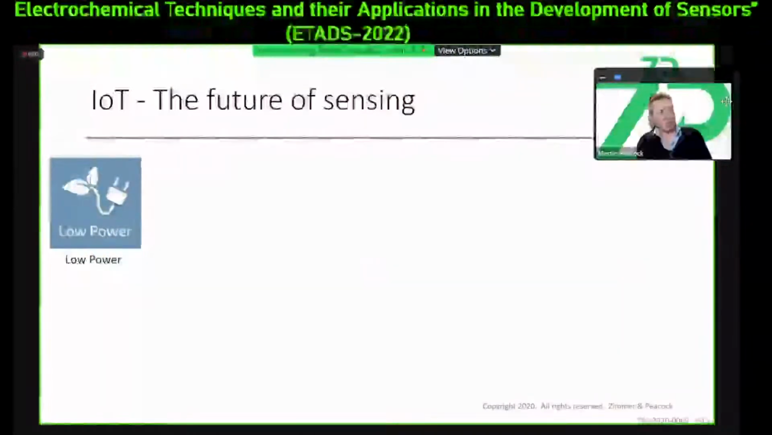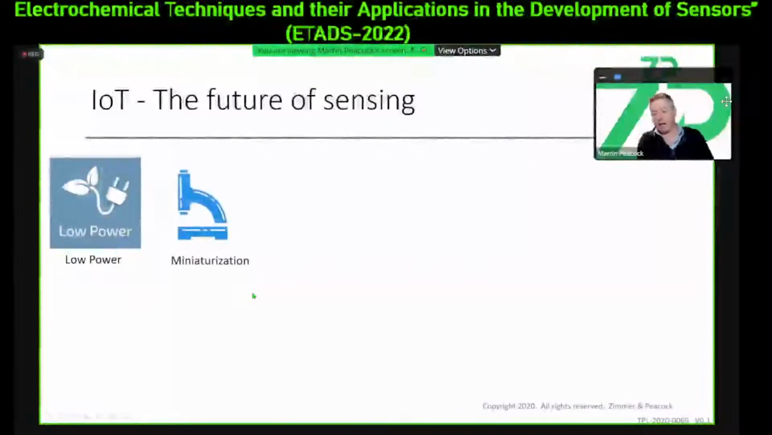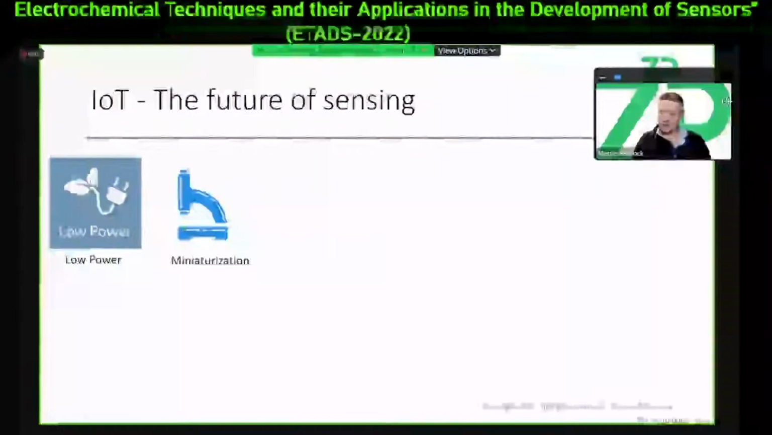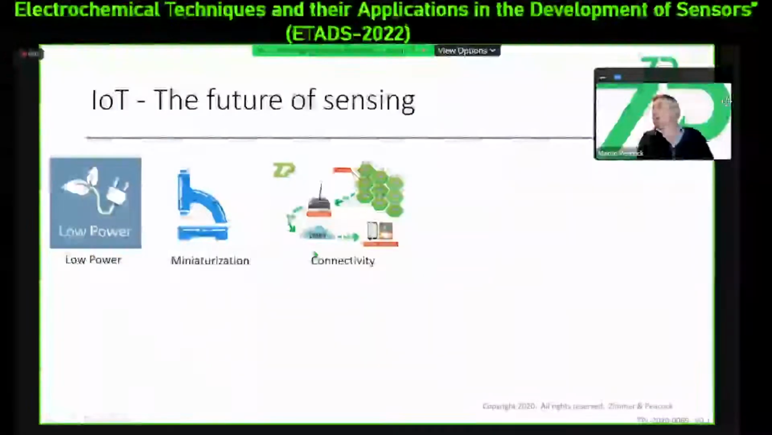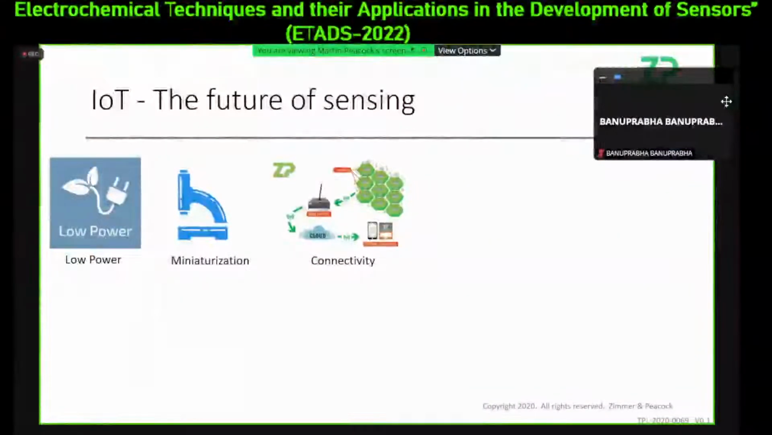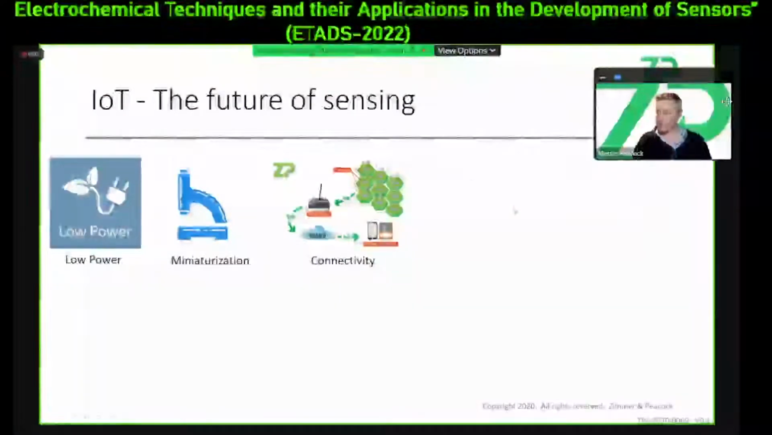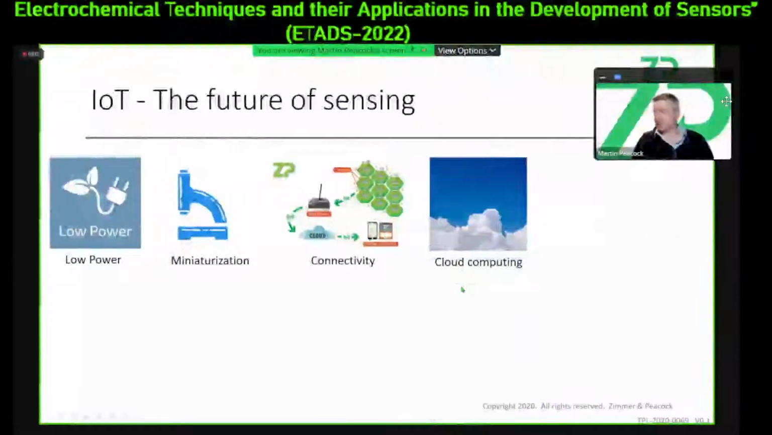You can drive potentiostats using the battery on your phone. It is low power. Electrochemistry allows you to be very miniaturized, so you can make these very mobile type applications. If you look at a glucose meter, the electronics in a glucose meter are very small, can be very disposable. So the ability of electrochemistry to be miniaturized also allows it to be part of this IoT revolution. We make a potentiostat that connects to a phone via Bluetooth, so we can have connectivity.